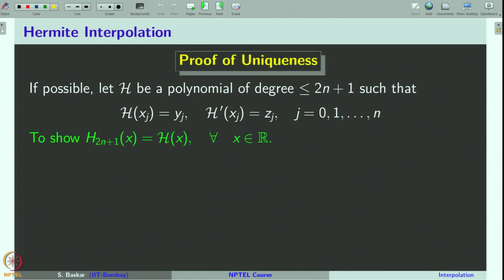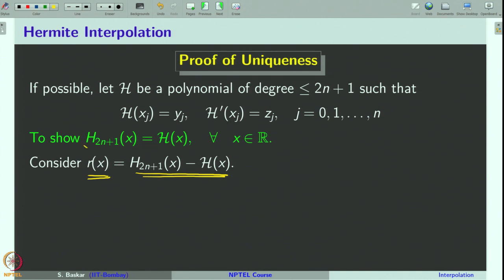Now what we have to show? We have to show that the polynomial that we constructed should be the same as the polynomial that comes from somewhere, right? So that is what we want to show. If you show that, then it means that this is the only form that you can have for the Hermite interpolation. Let us define R of x as the difference between these two polynomials.